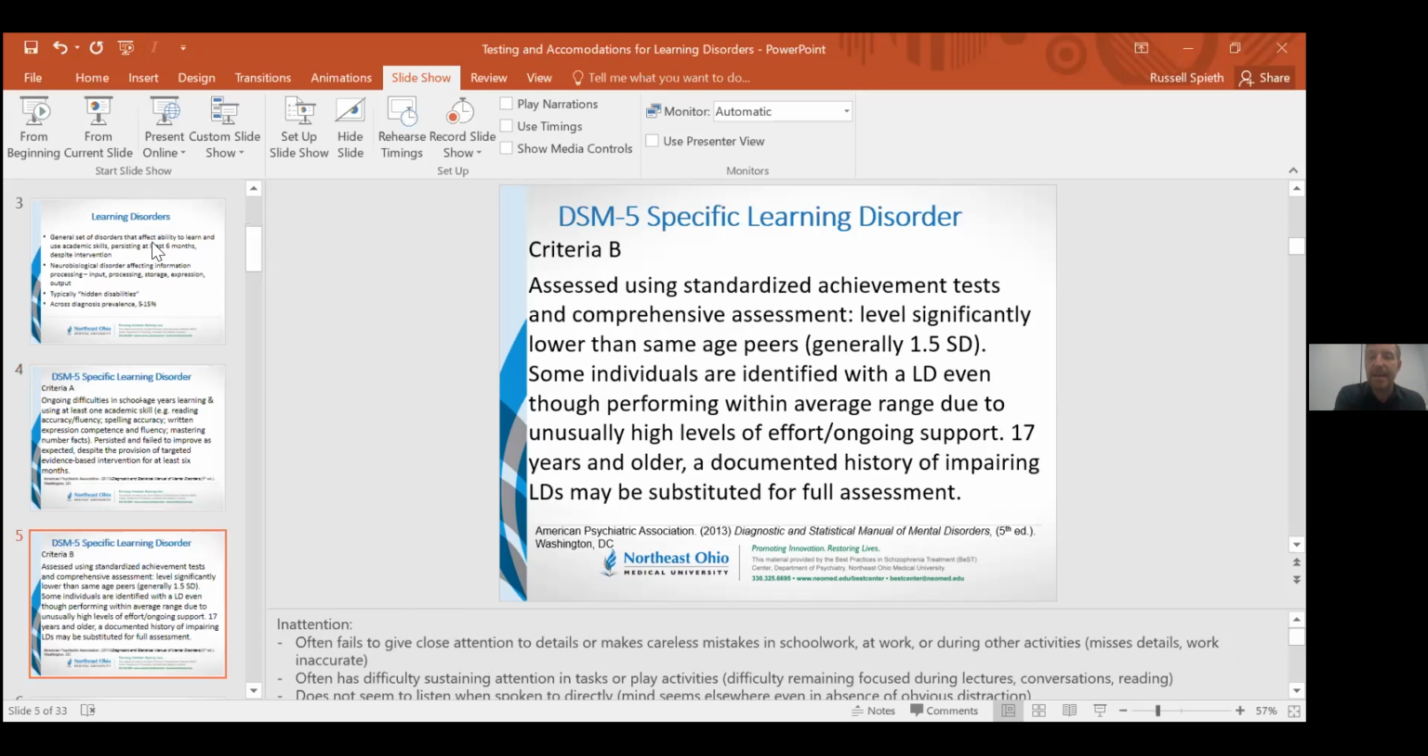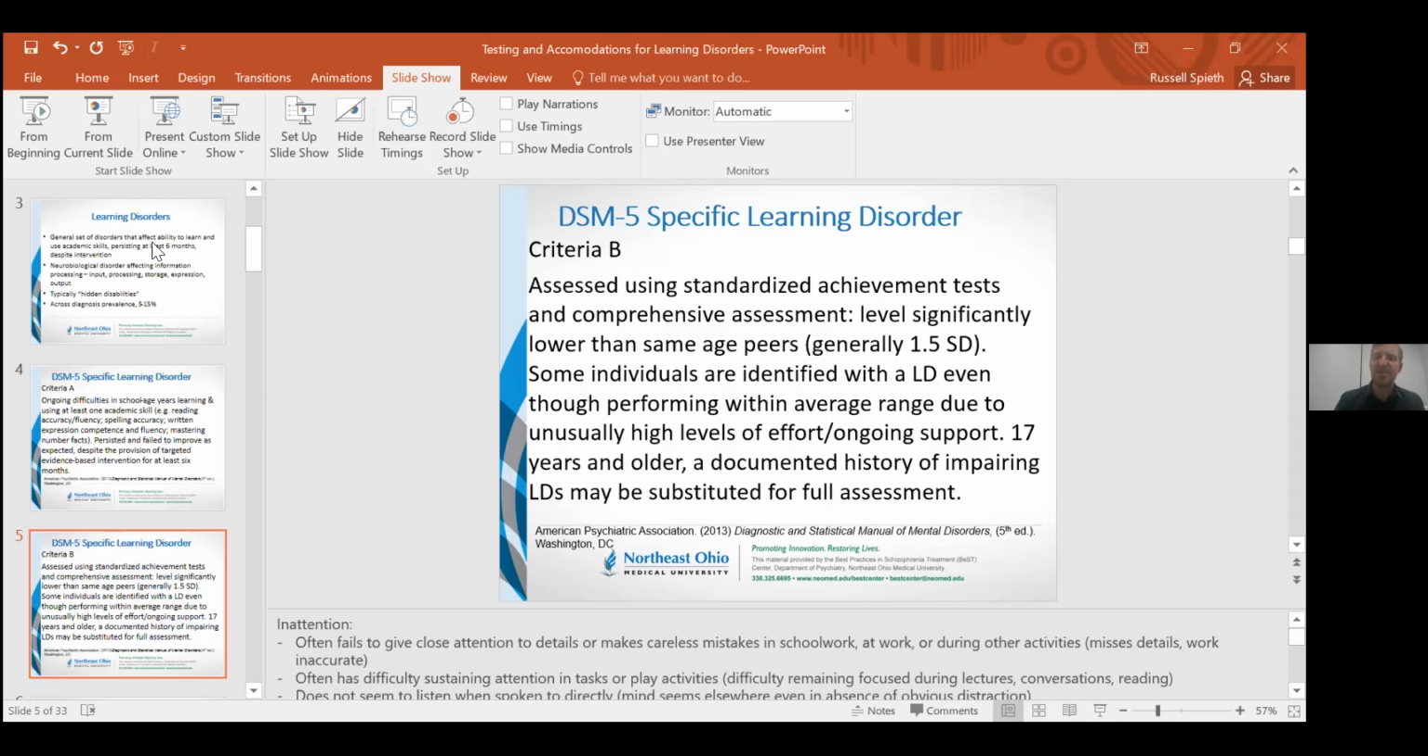Criteria B, this is where I kind of come in as a psychologist, is that you're using standardized achievement tests as well as a full comprehensive assessment to determine if there's a disability. Because what I'm really focusing on in this presentation for accommodations is not the presence of a disorder, it's the presence of a disability. Typically you're looking at 1.5 standard deviations below same-age peers as evidence of a learning disorder.